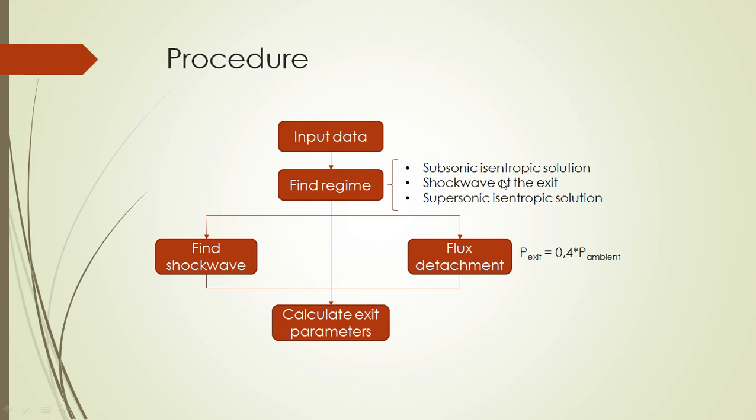The procedure then is that we give the inputs, we find the regime, calculating the limit cases, the subsonic isentropic solution, the supersonic isentropic solution, and the shock wave just at the exit. Then if necessary, we find the shock wave and where the flow detachment is, where the pressure is equal to the ambient pressure, and then we calculate the exit parameters that we want.